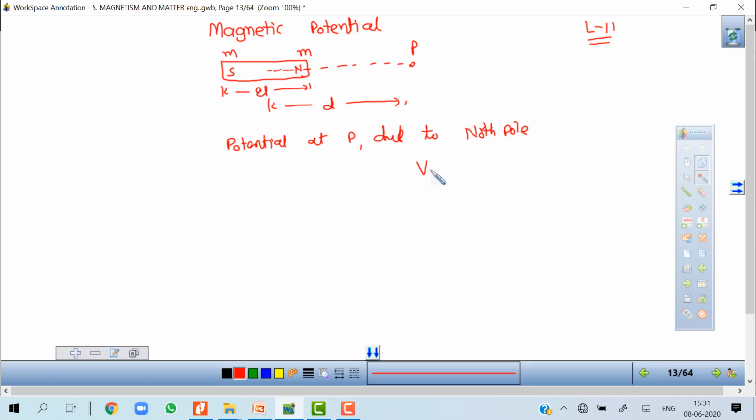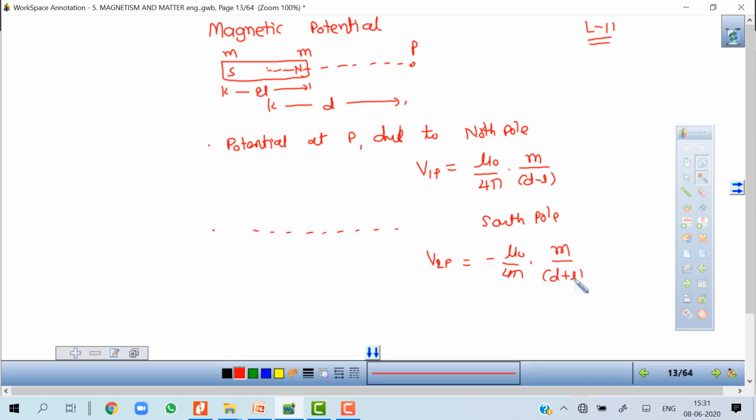So I say it is V1P, equal to mu 0 upon 4 pi. It is KQ upon R, similar, where K means mu 0 upon 4 pi, and Q is like m, upon distance. The distance from here to here will be D minus L. Similarly, for the south pole, the magnetic potential due to the south pole, V2P, sorry, this will be negative: mu 0 upon 4 pi, m upon D plus L.